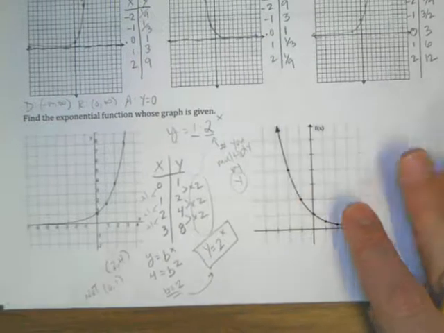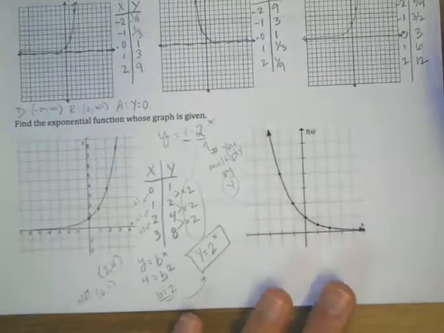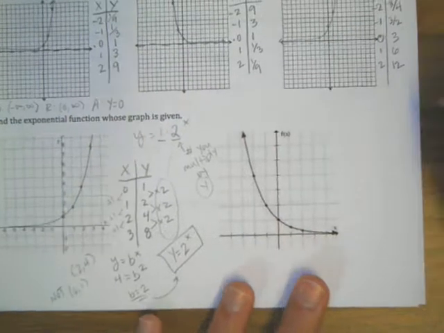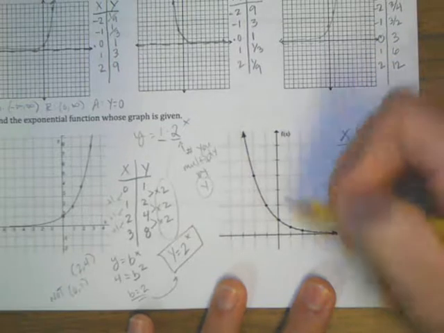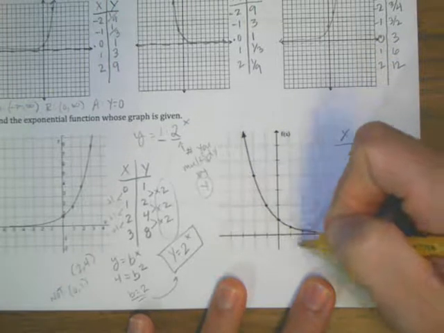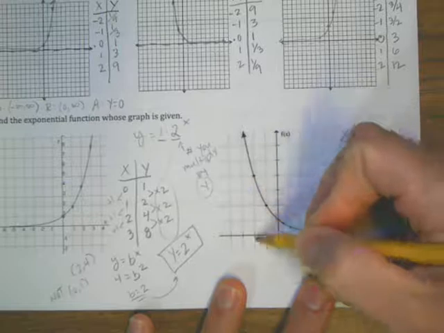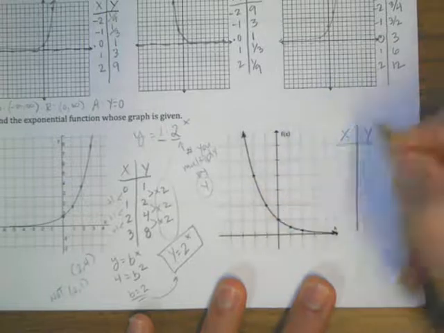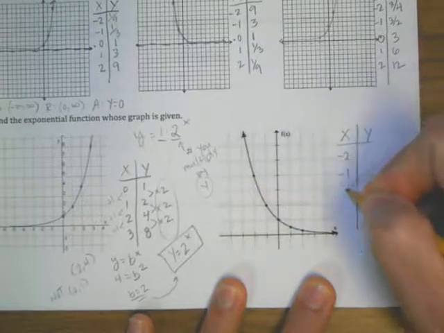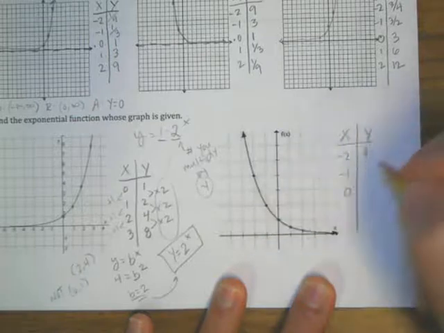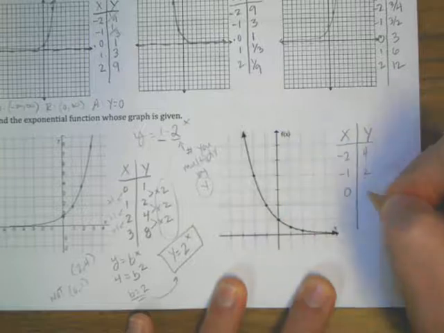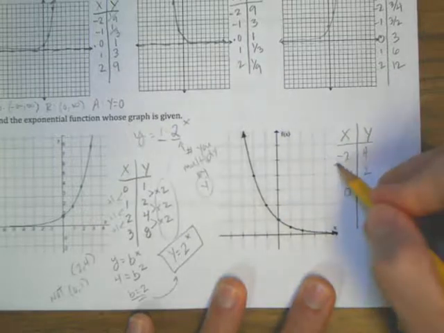Alright, example 2. We've got this graph here. Let's make our table. X, Y. In this case, these are not my good points down here on the positive x's, so we're going to use negative 2, negative 1, and 0. Negative 2 is 1, 2, 3, 4. Negative 1 is 2. And 0 is 1. Our y is increasing by 1, so that's good.